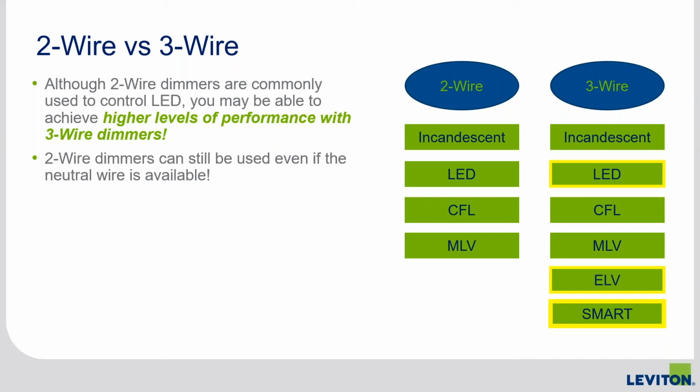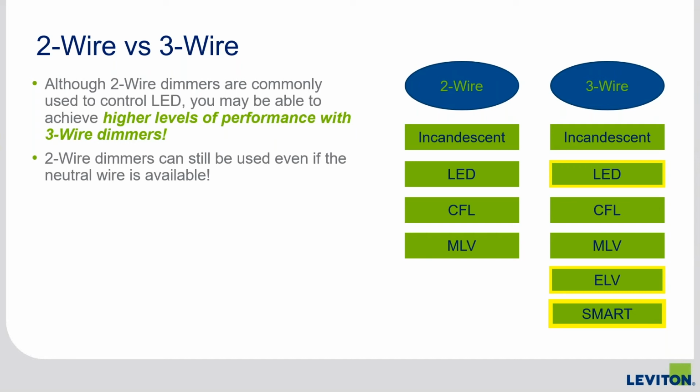In 3-wire, we sometimes can see better performance with LEDs because of, like I mentioned, you have that direct path home, that direct path to neutral. So we can get a little bit better dimming range sometimes and a little bit better performance. Additionally, you have the ability to control ELV dimmers.